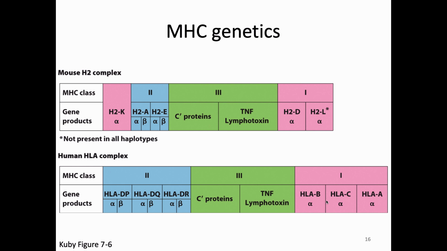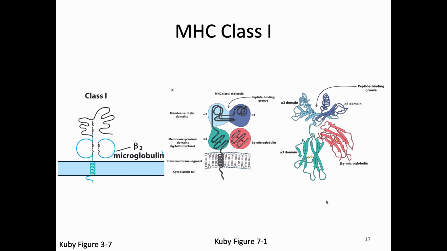So as I said, we need to break this down into class 1 and class 2. Helpfully, class 1 is encoded by the class 1 genes in the class 1 region. And class 2 is encoded by the class 2 genes in the class 2 region. So how we tie this to the genetics is pretty easy. MHC class 1 looks like this.